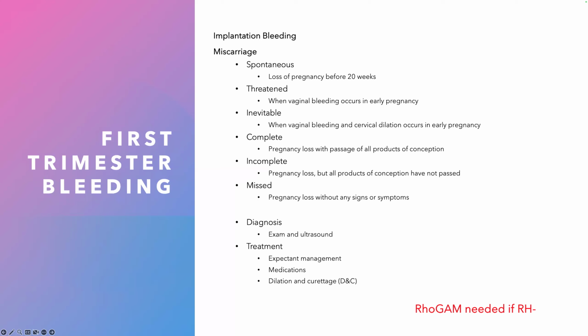And then a missed abortion or a missed miscarriage is when somebody has no signs or symptoms. So typically this is somebody who came in and maybe they already had an ultrasound. They know when their period is. They feel fine, no bleeding, no pain, no cramping. And we go to do an ultrasound and there's no heartbeat and the pregnancy is measuring smaller than it should be based on their period.